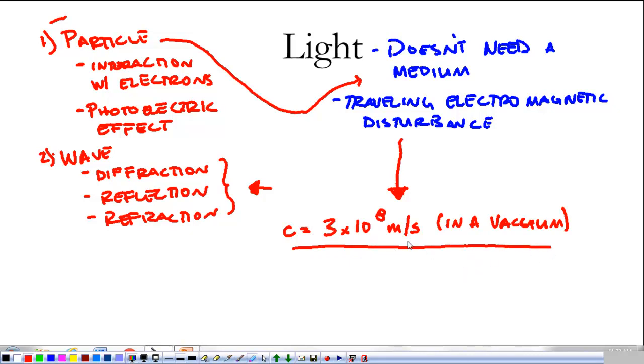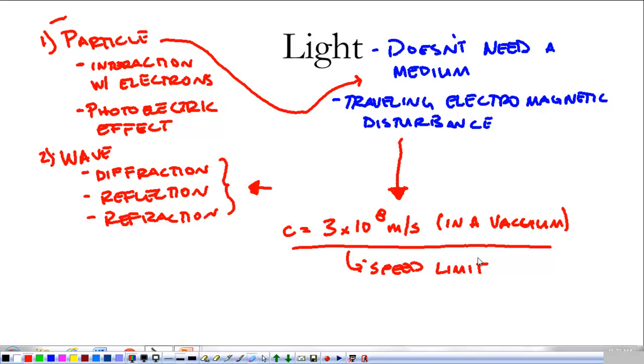As we travel through air or glass or water or diamond or a salt crystal or something like that, light's going to move slower. But in a vacuum, this is as fast as it gets. In fact, this is as fast as everything gets. This is our speed limit. Nothing can move faster than light.